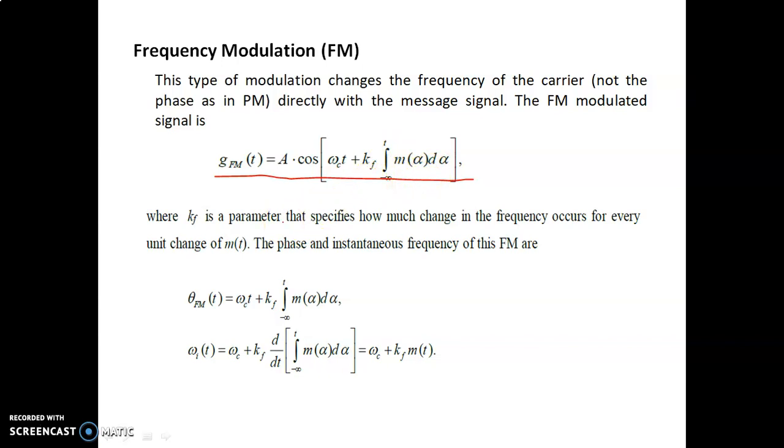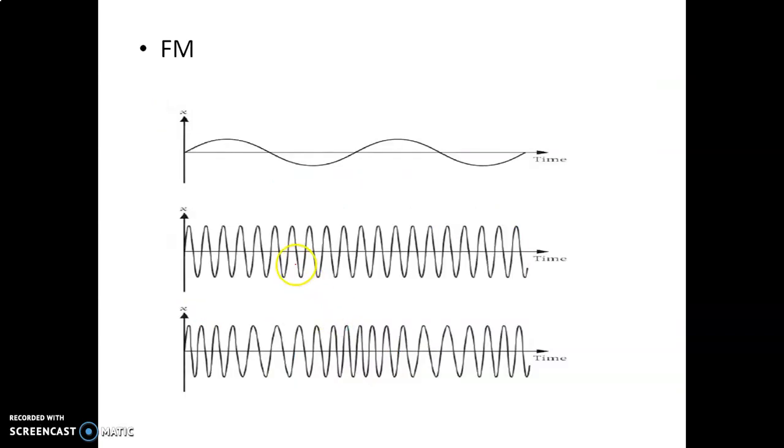Where k_f is a parameter that specifies how much change in the frequency occurs for every unit change of m(t). The phase and instantaneous frequency of FM are given by this. The phase is θ_FM = ω_c t + k_f ∫ from −∞ to t of m(α) dα, and expanding, d/dt of the integral of m(α) dα gives ω_c + k_f m(t). So this is the FM and PM. Now this is the frequency of FM. We can see this.